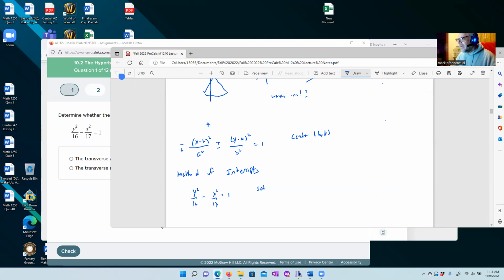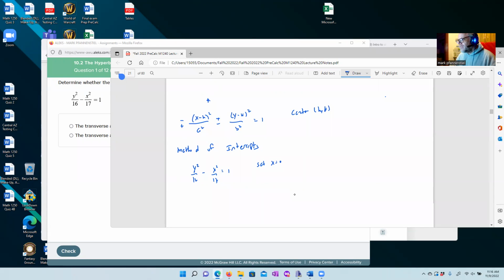We're going to set x equal to 0, using the method of intercepts. So I have y squared over 16 equals 1. y squared equals 16. y equals plus or minus 4. That's what we do.